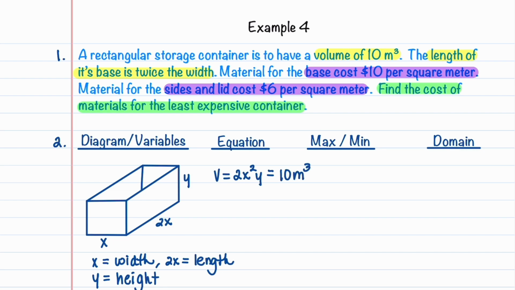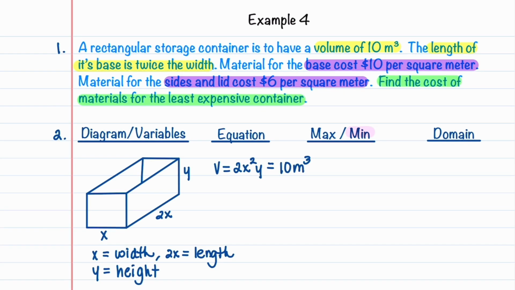Now let's see if we want to maximize or minimize something. We want to find the cost of the materials for the least expensive container. So that means we are going to minimize the cost. Let's write down the equation for our cost. I think this is the hardest part of the problem.